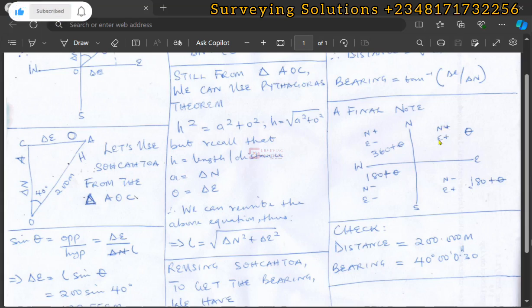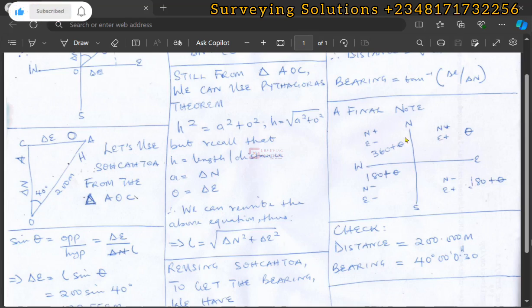Good. So what this simply means is that if your delta northing is positive and your delta easting is positive, it's in the first quadrant. If your delta northing is negative and your delta easting is positive, it is in the second quadrant. If both delta northings and delta eastings are negative, they are in the third quadrant. And if your delta northing is positive and your delta easting is negative, it is in the fourth quadrant. Are we together? So this is very important.